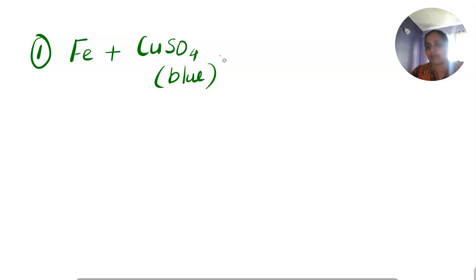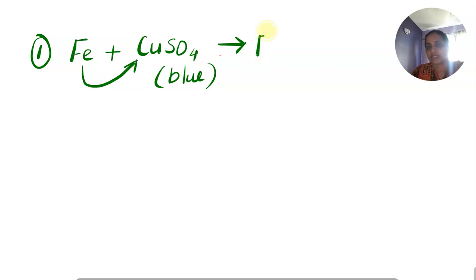If you are dipping an iron nail in copper sulfate solution, copper sulfate is CuSO4. So what's the color of this copper sulfate? You know, right? It is a blue colored solution. Whenever you are putting an iron nail in copper sulfate, you studied from the reactivity series, iron is more reactive than copper. So what is happening? Iron can displace copper from copper sulfate solution.